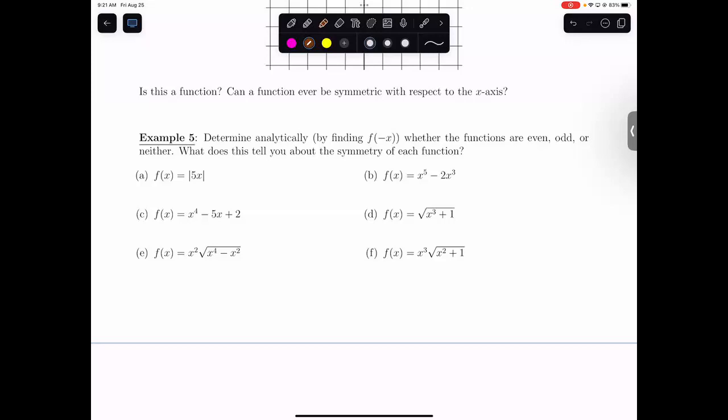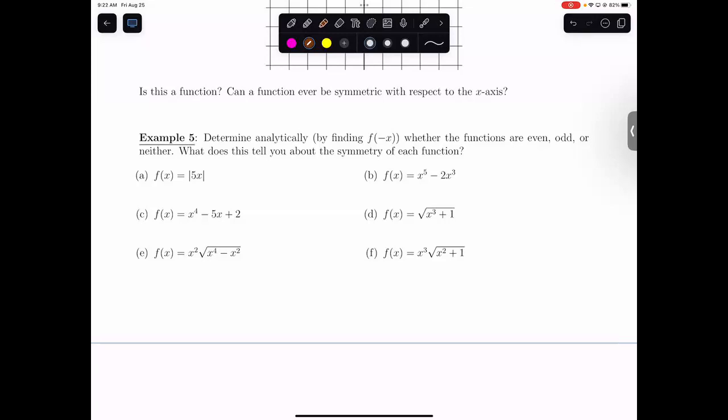And then the last problem there, example 5, again, there's 6 of these that you're going to do separately. But I want you to determine analytically, that's symbolically, by working out the algebra. So find f of -x, whether each function is even or odd or neither. That's where you're actually going to plug -x in, work things out, see what you get, and then decide, okay, what does this say? How does this compare to the original function? And what does that mean about the symmetry, the parity, and so on?